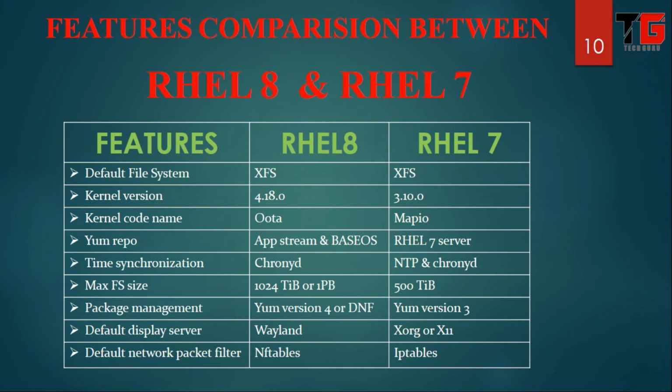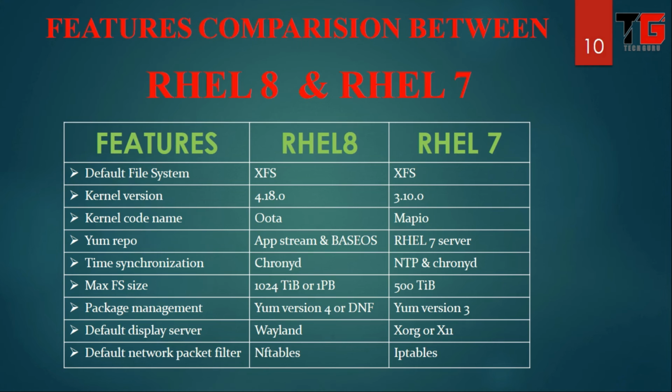Now there are some features comparison between RHEL-8 and RHEL-7. First is default file system. In RHEL-8, the default file system is XFS. In RHEL-7 it is also XFS. The kernel version is 4.18.0 in RHEL-8 and 3.10.0 in RHEL-7. Kernel code name is Ootpa in RHEL-8, Maipo in RHEL-7. Yum repo, Yellowdog Updater Modified: AppStream and BaseOS in RHEL-8, and server in RHEL-7. Time synchronization: chronyd in RHEL-8, NTP and chronyd in RHEL-7.